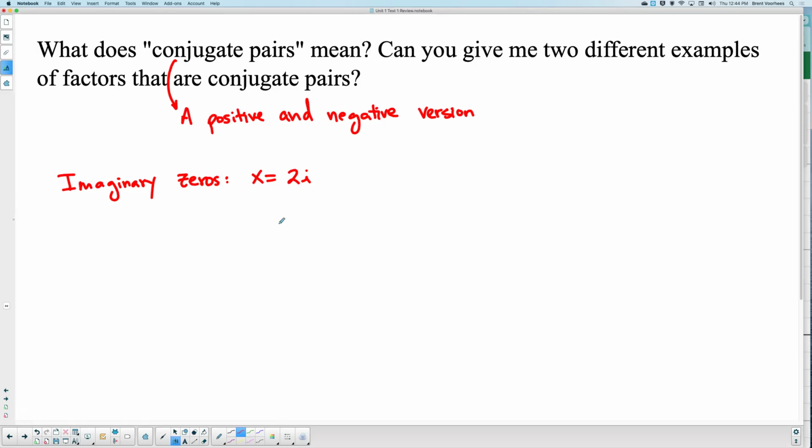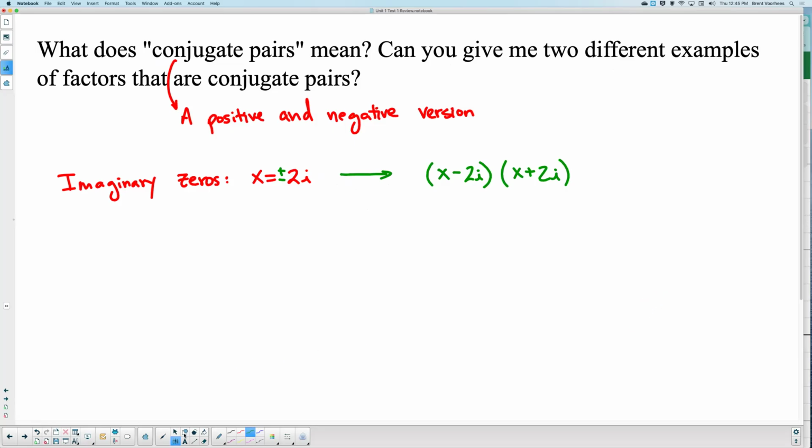Now, if I just said x equals 2i, that would be an answer choice, but it'd be wrong. What would you need to have if you have an x equals 2i? A positive and a minus. Now, to finish this problem, it says, can you give me 2 different examples of factors? So what would that look like as a factor? As a factor, that means in parentheses. I'll go in order. If this first one was x equals positive 2i, you would rewrite it as x minus 2i, and then the x equals negative 2i would become x plus 2i.